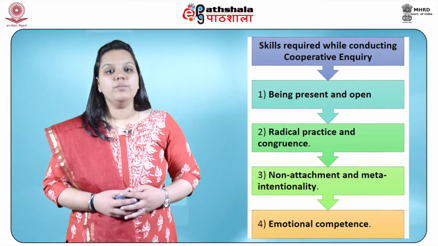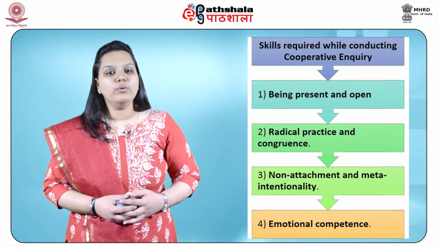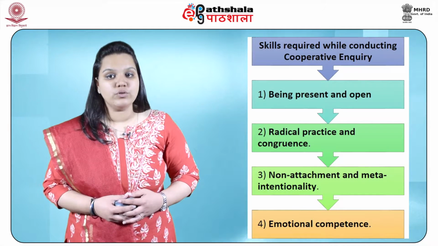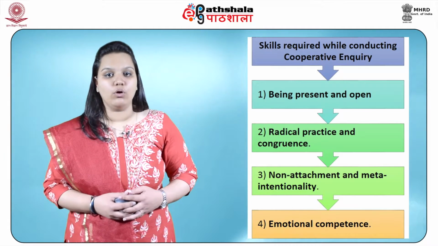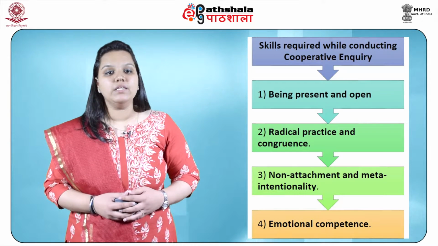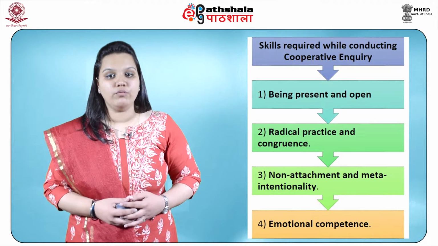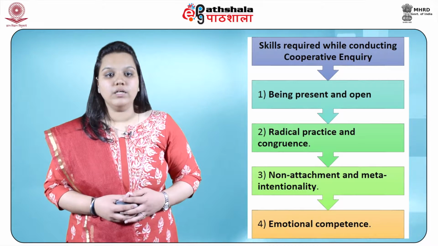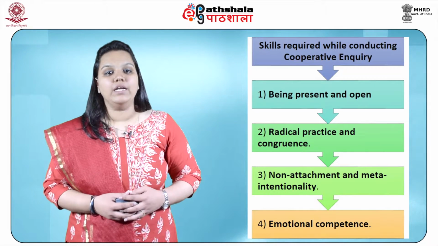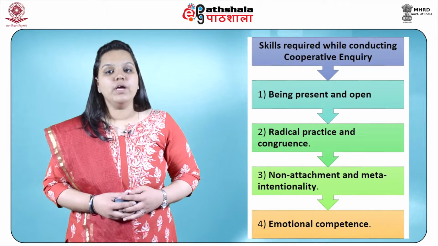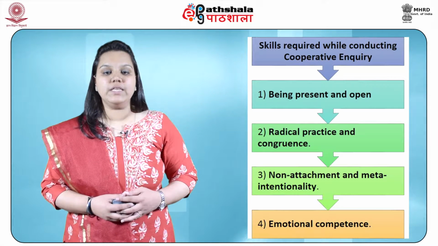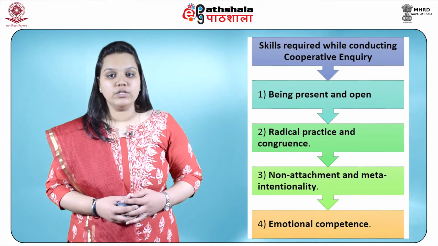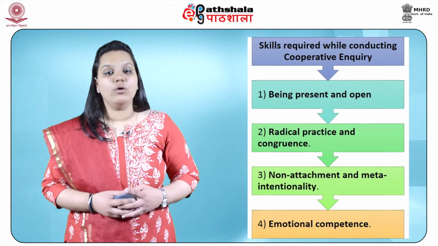2. Radical practice and congruence. While doing cooperative inquiry, the researcher should have the skill of radical practice and congruence, which simply means that the researcher should be aware of the purpose and the outcome, underlying values, its motive and defining norms. Being aware of any lack of resemblance between these different features of action and adjusting them accordingly are also included in these skills.